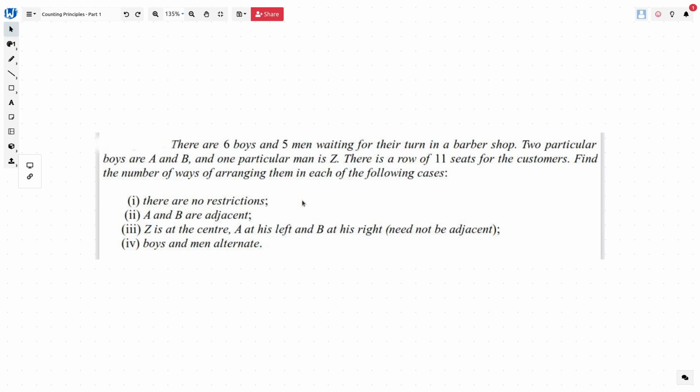There are 2 particular boys, A and B, and 1 particular man, Z. There are 11 seats for the customers. Find the total number of ways of arranging them in each of the cases. Now you see the word arranging, right?